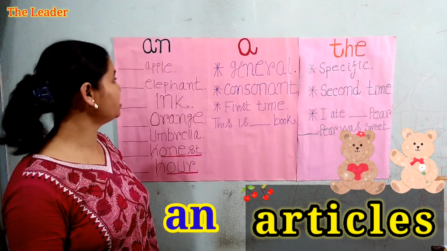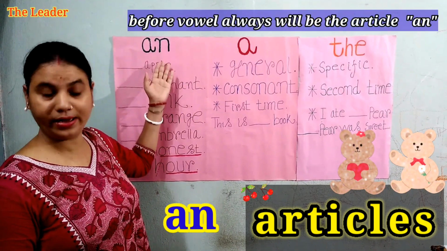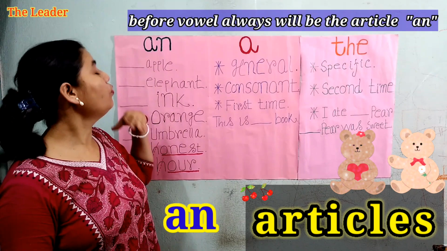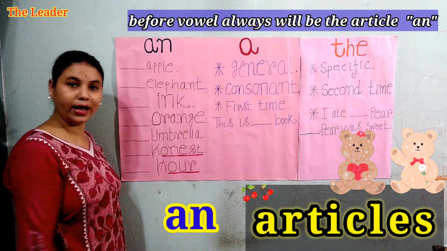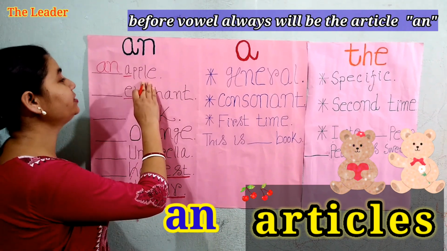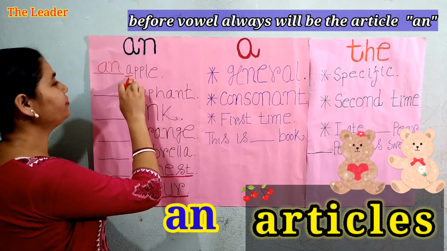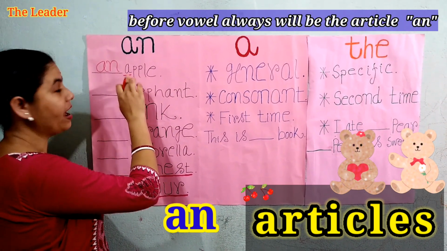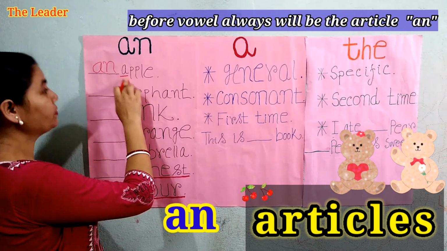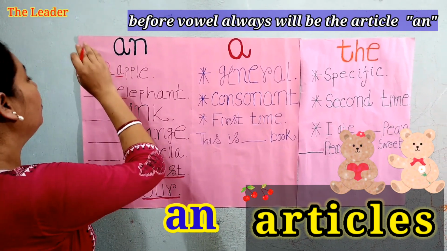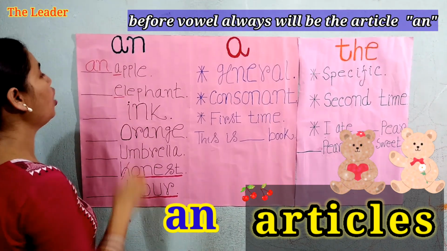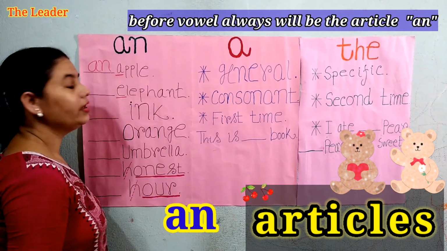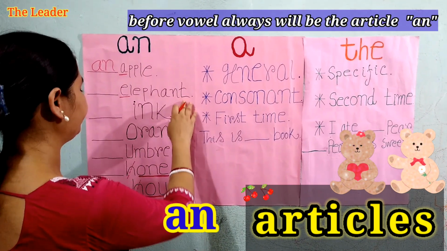When words are starting with vowels, then we use the article "an". Okay, we can see the word apple. Here the first letter is A. A is a vowel. Before a vowel, we use the article "an". So, an apple.